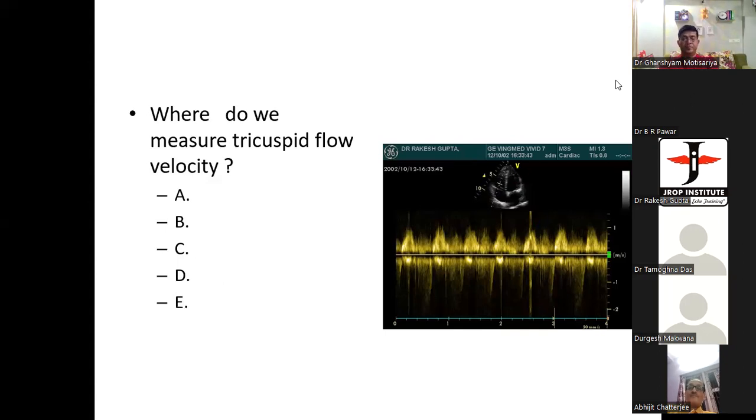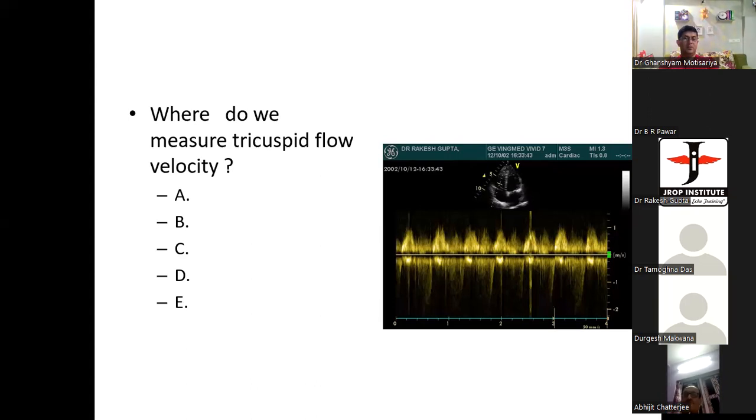Dr. Durgesh Makwana. Where do we measure tricuspid flow velocity? In the apical 4-chamber view. And tricuspid, no? We can measure also in the parasternal short axis. Don't say we, you say I can measure. I am going to measure in the subcostal view.